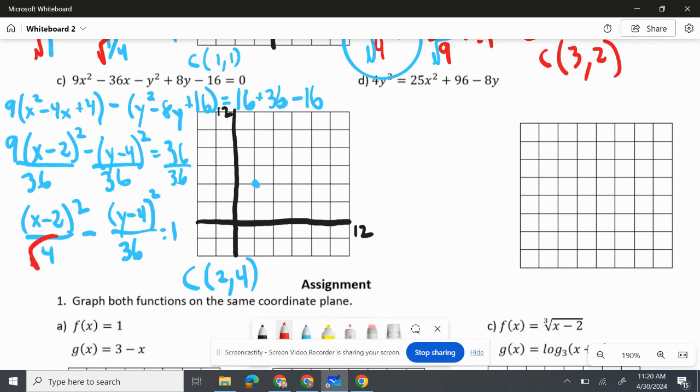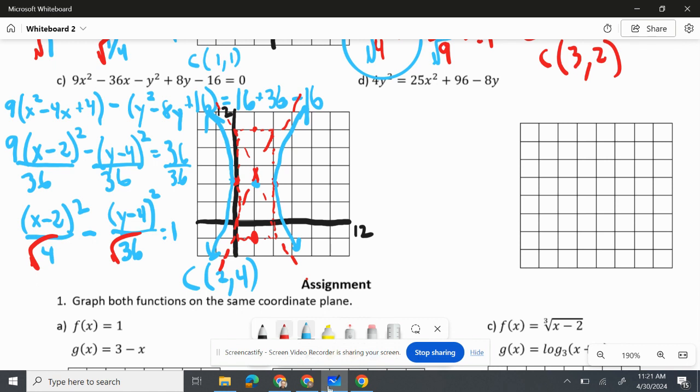Square root of 4 is 2, so I go over 2. And then the square root of 36 is 6. So 2, 4, 6. So this right here, and then I'm going to draw my asymptotes that go from corner to corner. And since the x is in the front, that means it's going to go left and right. So I'm going to make my hyperbola to the left and to the right.